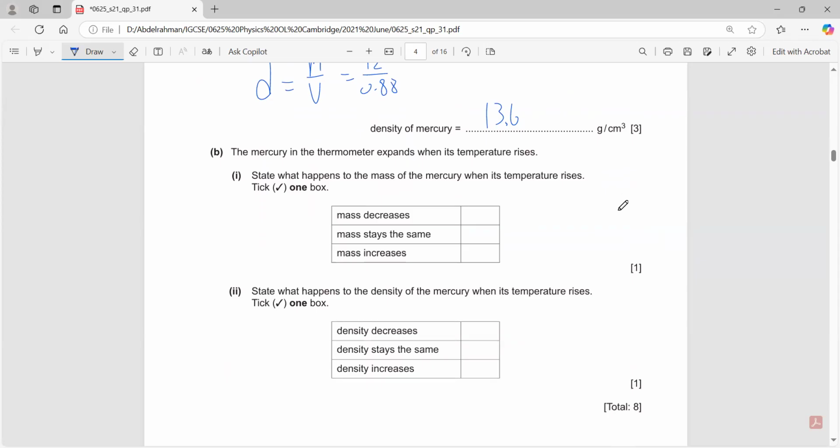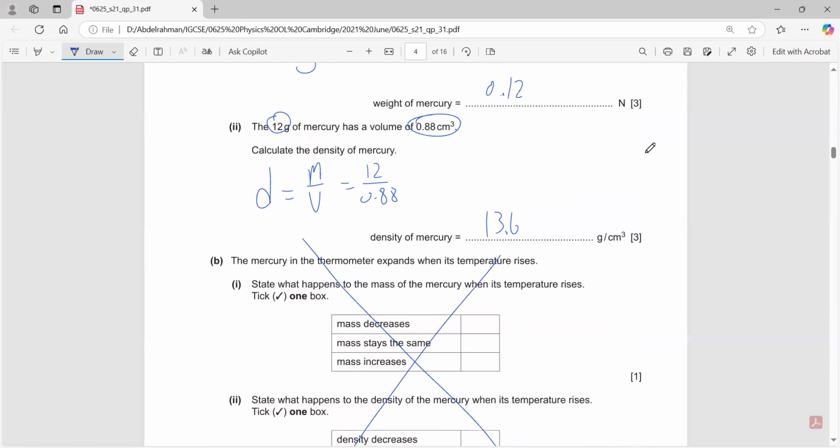Part B is cancelled. You're not required to solve thermometers, so part B is cancelled. It has been removed. You're not required to solve it at all.